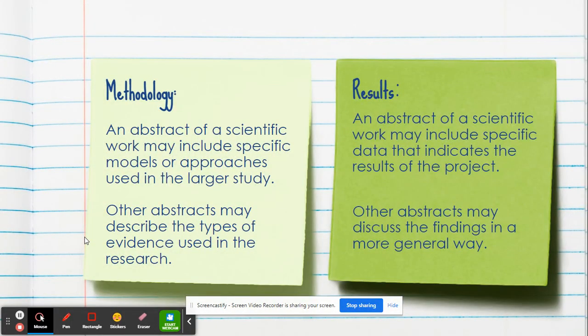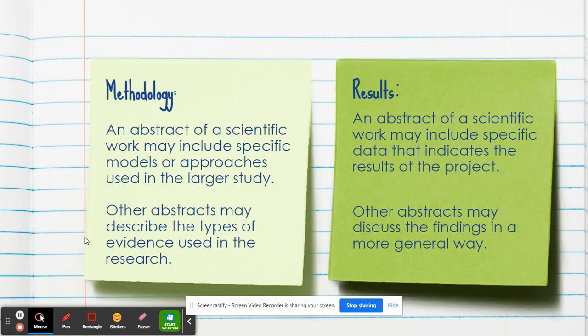The next step is going to be methodology. An abstract of a scientific work may include specific models, scientific approaches that were used in a larger study. It might describe the types of evidence used in the research, and it's going to discuss how the writer came to their conclusions. The methodology section of an informative abstract should describe those techniques that were used in conducting the experiment or investigating the problem.